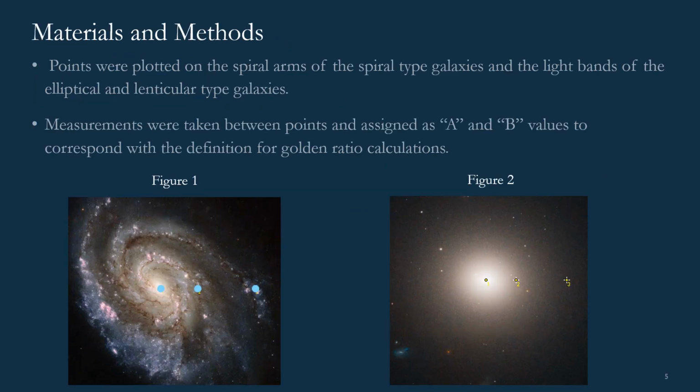In order to obtain a galaxy proportion that is comparable to the golden ratio proportion, we used a method similar to the butterfly proboscis method. For the regular and barred spiral galaxies, the spiral arms of the galaxies were used, as in Figure 1. For the elliptical and lenticular galaxies, the light bands were used, as shown in Figure 2. Once the A and B values were determined for each galaxy, the calculations as described above were calculated in Excel.